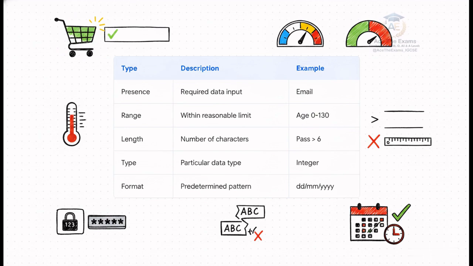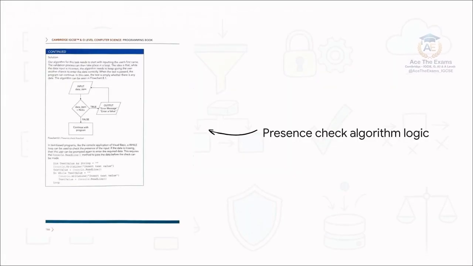This checks that a data item matches a strict predetermined pattern, like a date of birth having to follow a day, month, year format with slashes. Let's look at how this logic actually functions on the back end.